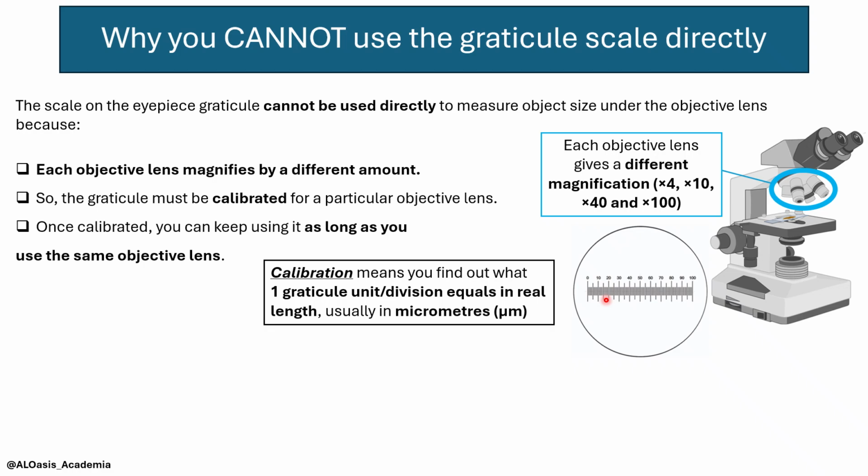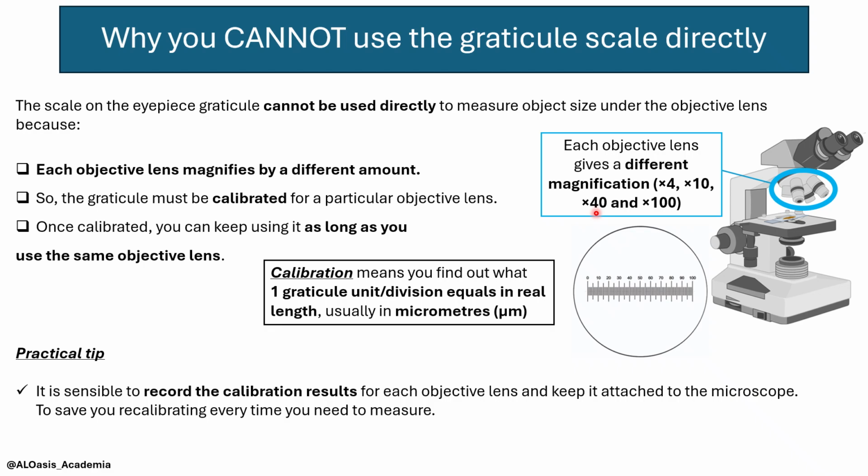Once you do the calibration, you can use the same calibration as long as you are using the same objective lens. So for example, before you started calibration, you put the microscope at 40 times, then you start your calibration and find out how many micrometers, for example, 10 units in the graticule are, but you need to make sure that you stay on the 40 times magnifying power or objective lens. If you change that, the whole calibration will be changed, and we will explain later on why.